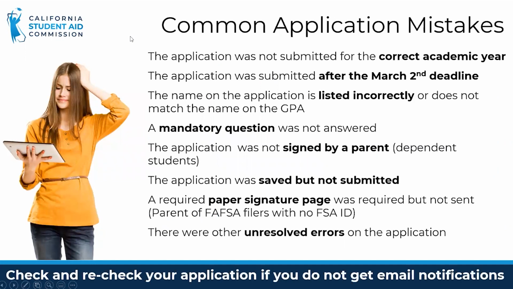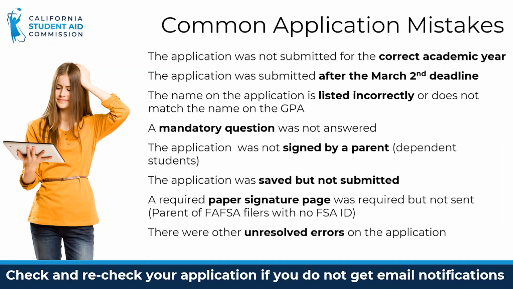There are a lot of reasons that students will have errors when they're filling out the application. It could be that they filled out the incorrect application, that they filed after the deadline, that a mandatory question wasn't answered, or that it wasn't signed by a parent. This is a big one on the CADA.